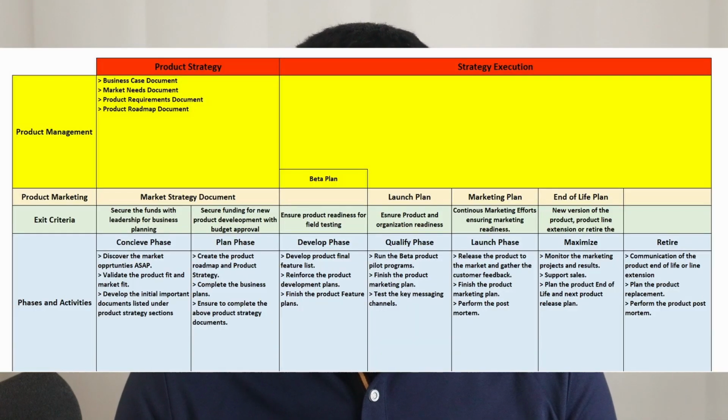The early phases, conceive, plan, develop, and qualify, focus on new product development. Later phases like launch, maximize, and retire deal with commercialization of the product, growth of the product, maturity of the product, decline of the product, and withdrawal of the product.